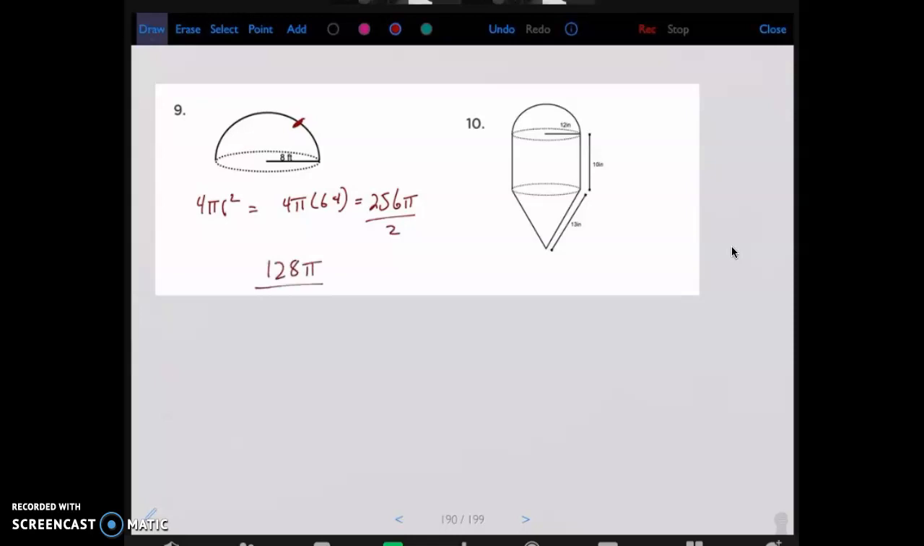Underline it, we're going to need it. Plus, we need to touch the bottom of the circle too. So the circle is going to be pi r squared. Put a little underline under that. The composite shapes are actually kind of easier than the regular shapes. 192 pi feet squared.